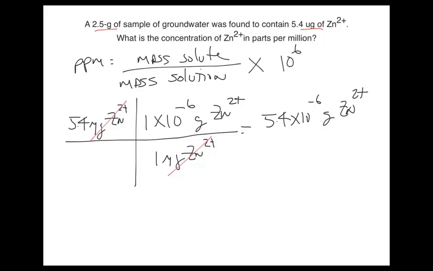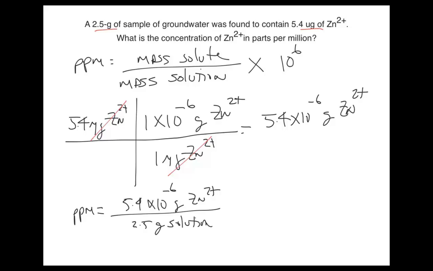So we go again to the formula. ppm will be equal to 5.4, sorry, 5.4 times 10 to the minus 6 grams of zinc 2+ divided by the mass of the solution, that is 2.5 grams of the solution, times 10 to the power of 6, and this will be equal to 2.2 ppm of zinc 2+.